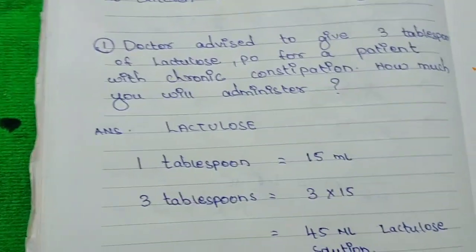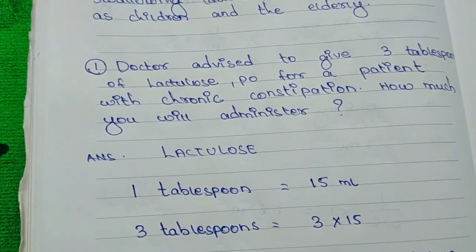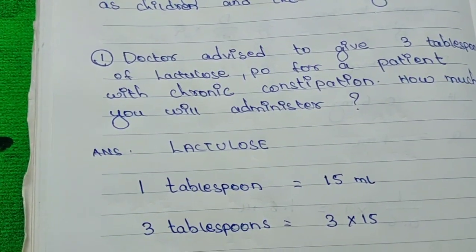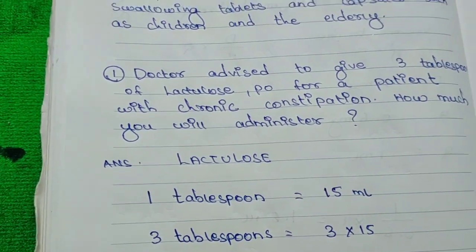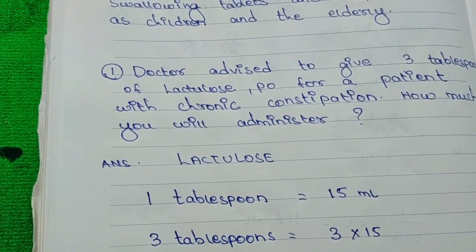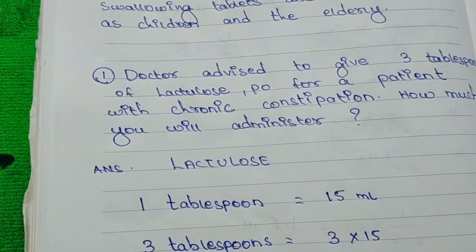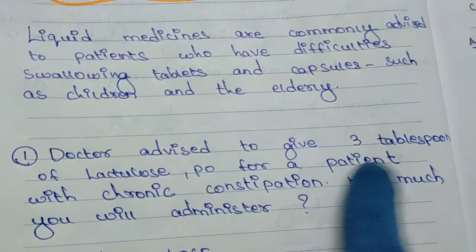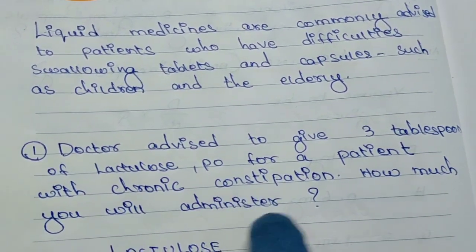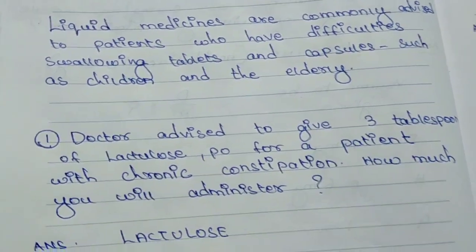For liquid medicine, how will we calculate? The only thing is we have to know tablespoon and teaspoon. 1 tablespoon is 15 ml and 1 teaspoon is equal to 5 ml. This we have to remember, guys. Now see here. The doctor advised to give 3 tablespoons of lactulose for a patient with chronic constipation. How much will you administer?